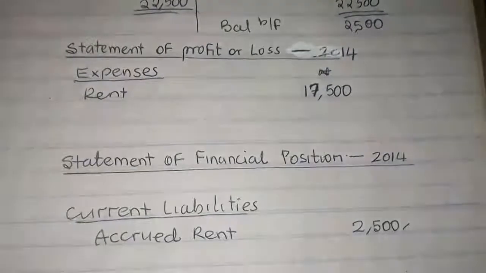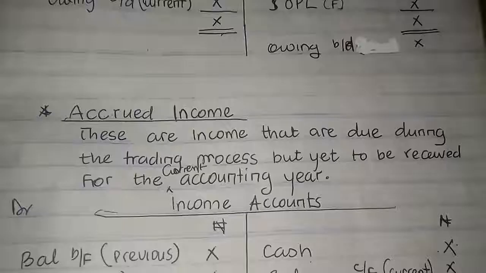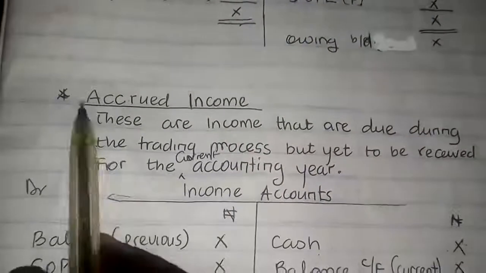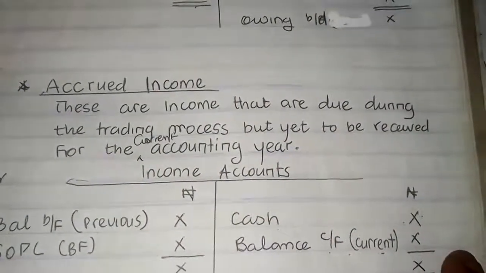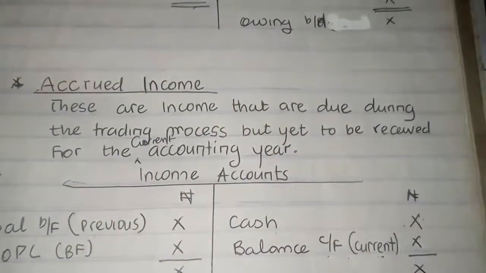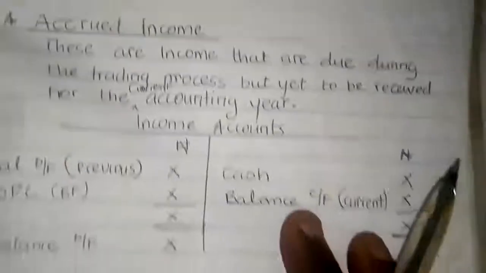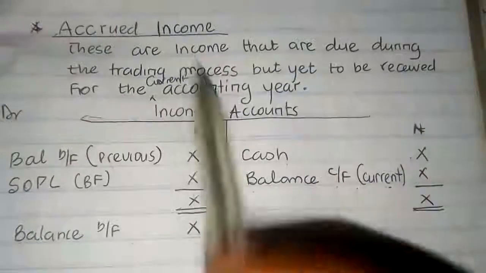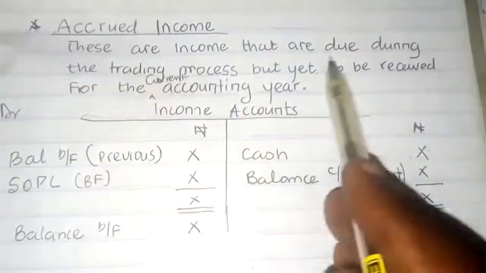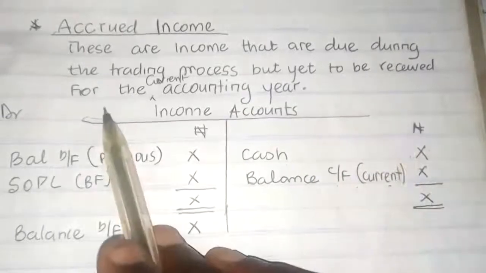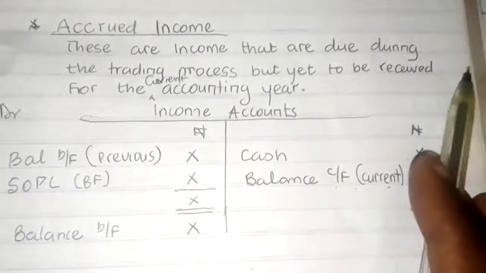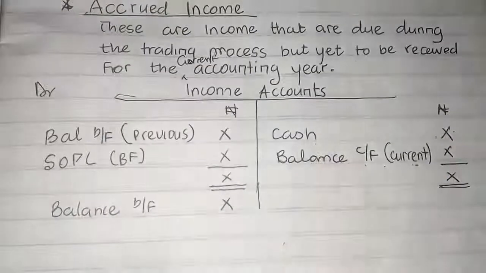All right, so now let's look at prepayment. Okay, before we look at prepayment, let's quickly look at the accounting entries for accrued income by looking at another exercise to illustrate that. Accrued income, like I told you, are incomes that are due during the trading process but yet to be received for the current accounting year. Students should take note of that, and this is the format.